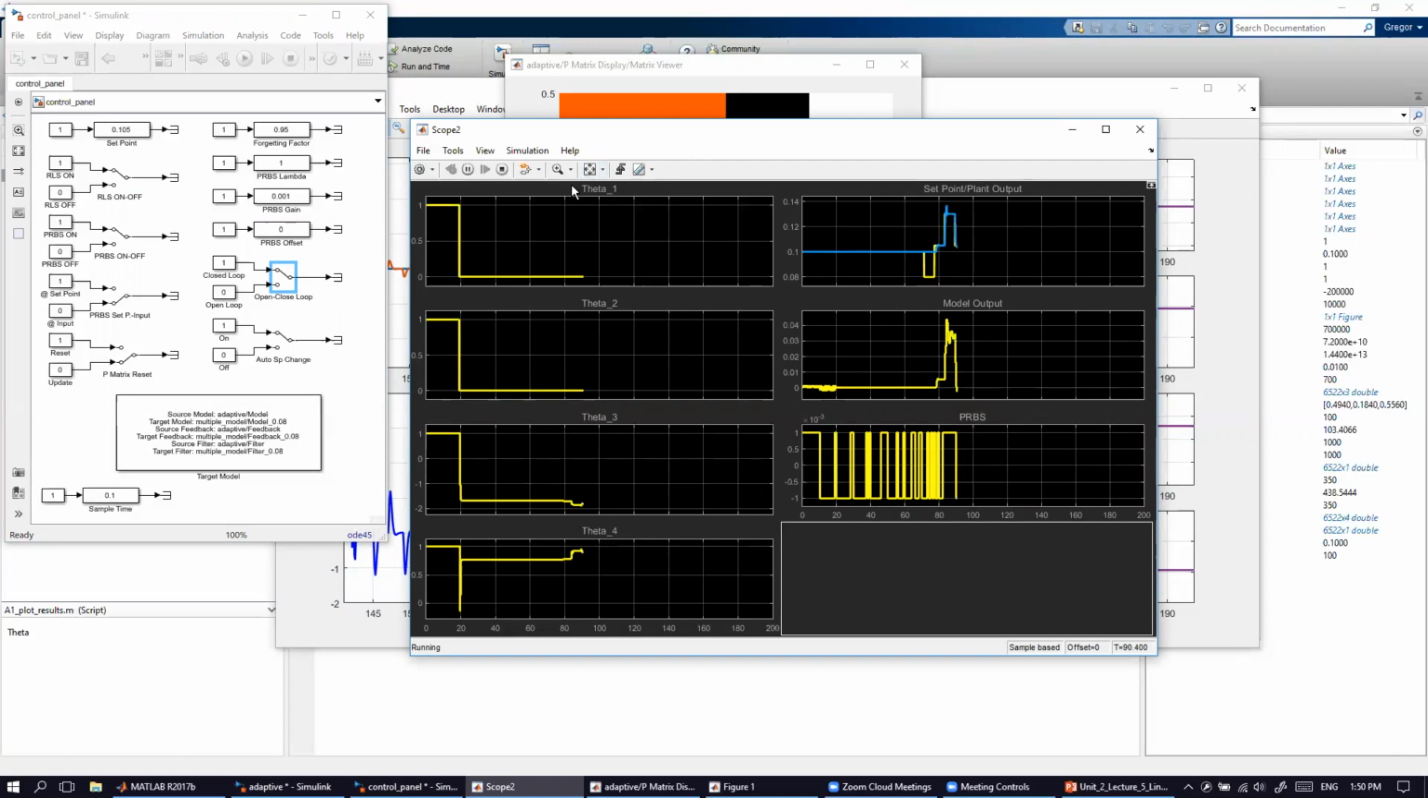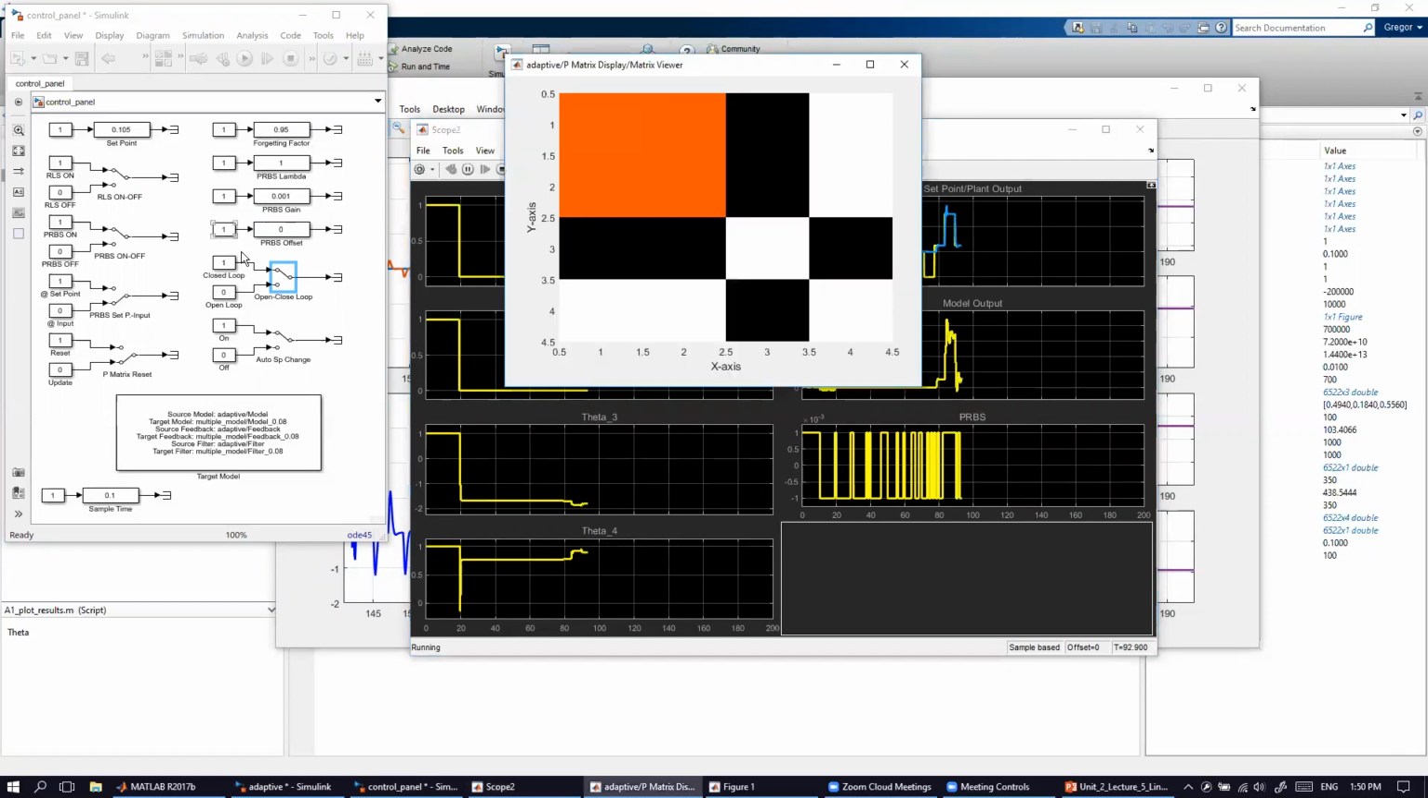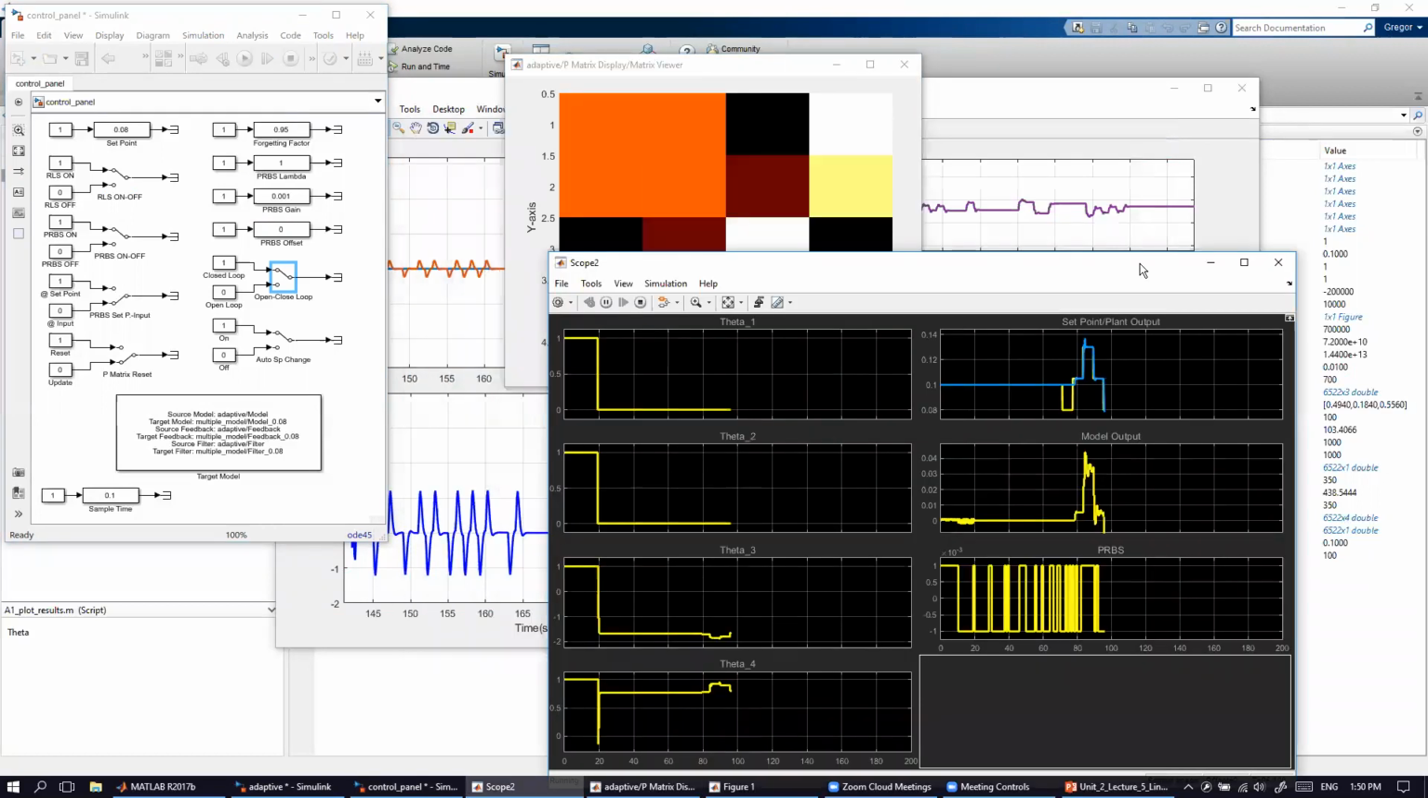So you see now the P matrix gets constantly updated all the time, right? And now what we did here, we did a relatively big set point change, and then went to the middle set point and to the low set point. And now we will gradually change the set point from the low operating region to the high operating region while the controller is updating all the time, right?